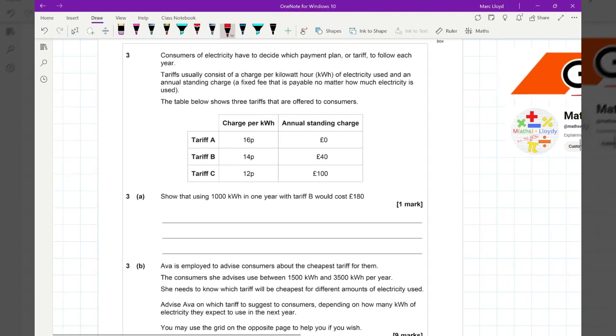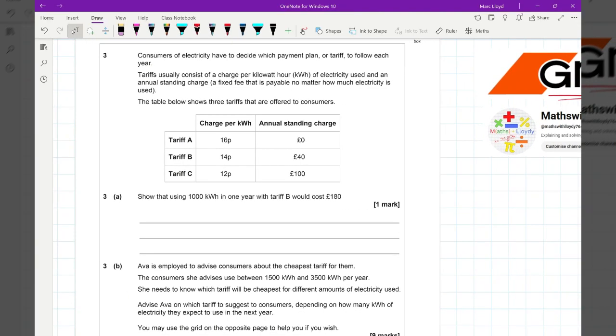Okay, consumers of electricity have to decide which payment plan or tariff to follow each year. Tariffs usually consist of a charge per kilowatt hour of electricity used and an annual standing charge. That is a fixed fee that is payable no matter how much electricity is used. The table below shows the 3 tariffs that are offered to consumers. 3A, show that using 1,000 kilowatt hours in 1 year with tariff B should cost £180.